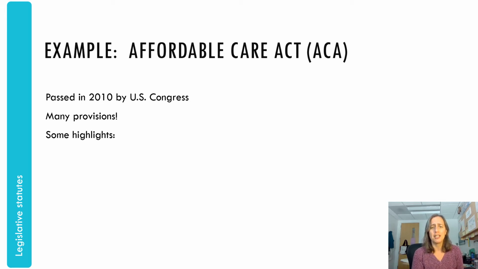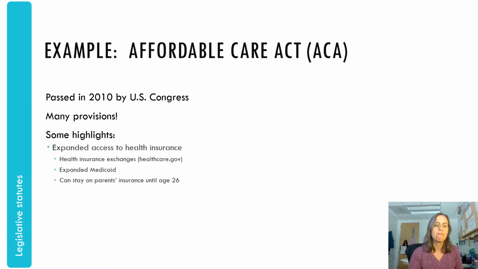One of the things that the president of our country can do is help bring attention to things and set what their priorities are. But it's Congress who passes them, right? And so this was passed in 2010 by both houses of Congress. There are tons of provisions in it. It's like 900 pages long, but there are some really important things that I want to make sure you know about. One is that it expanded access to health insurance.